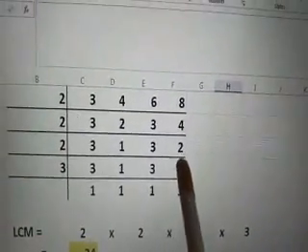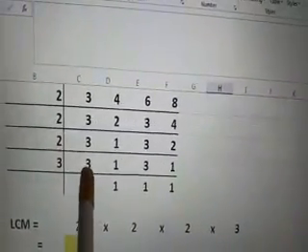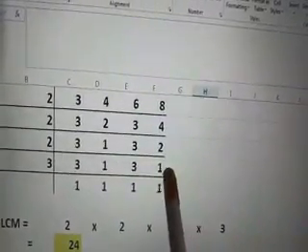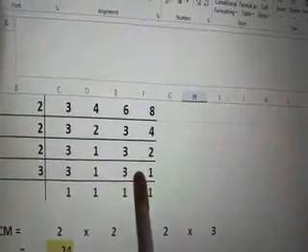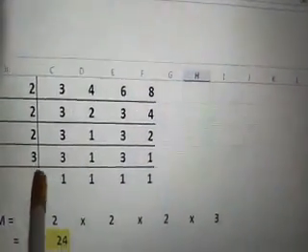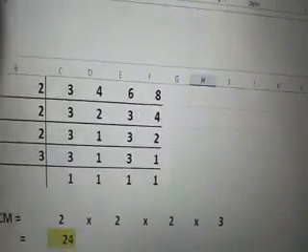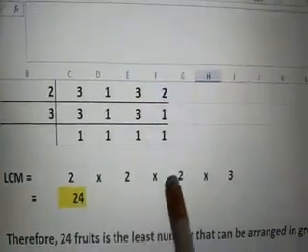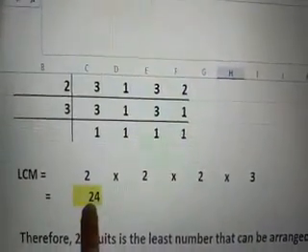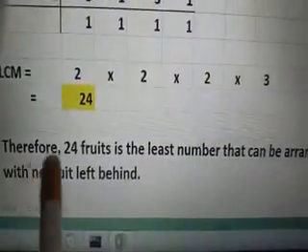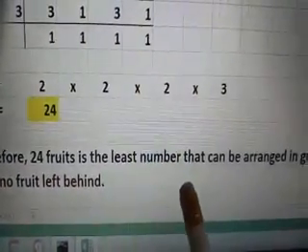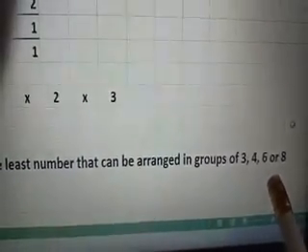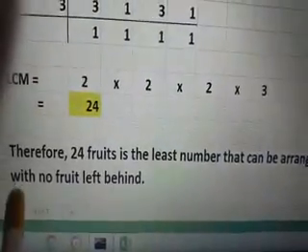Again we see even number here, we'll divide by 2. We'll write 3 as it is and 3 as it is, and 2 divided by 2 is 1. We'll write 1 here. Again we see both are odd numbers. 3 is divisible by 3 only. So 3 divided by 3 is 1 and 3 divided by 3 is 1. Now the LCM is 2 into 2 into 2 into 3 equal to 24. Therefore, 24 fruits is the least number that can be arranged in groups of 3, 4, 6 or 8 with no fruit left behind.